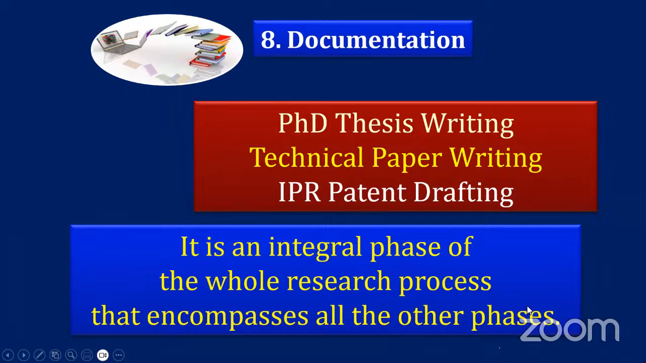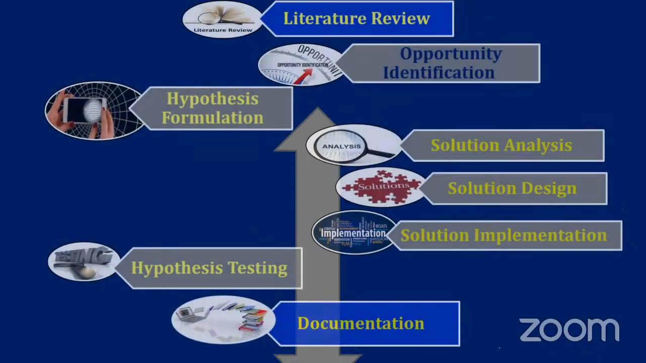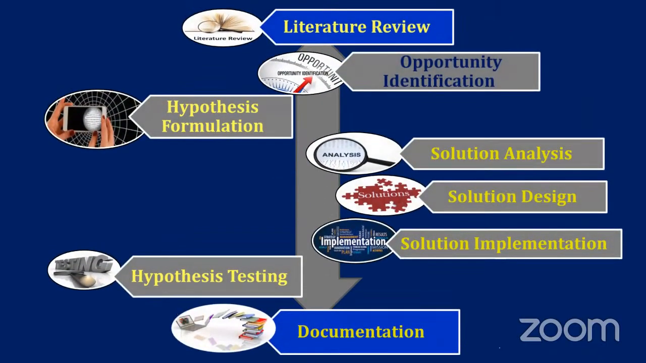And that is the reason for the diagram I had shown you earlier: documentation is part and parcel of all 7 phases of our research process, including literature review. So if you look at that, documentation encompasses literature review, opportunity identification, hypothesis formulation, solution analysis, solution design, solution implementation, and then hypothesis testing. So it encompasses all the phases.